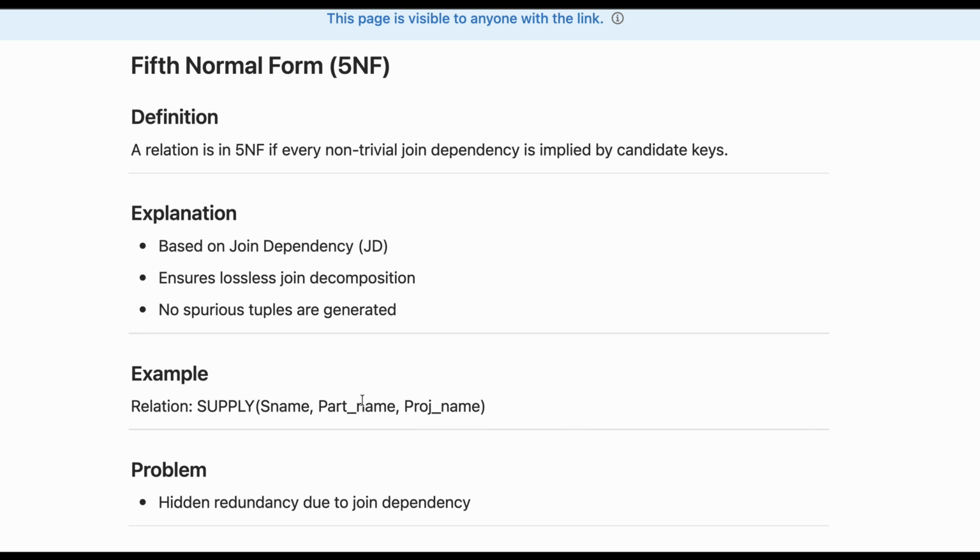So like that you have to explain in the examination to get the full marks. And you have to consider an example for each topic like 4NF or 5NF.